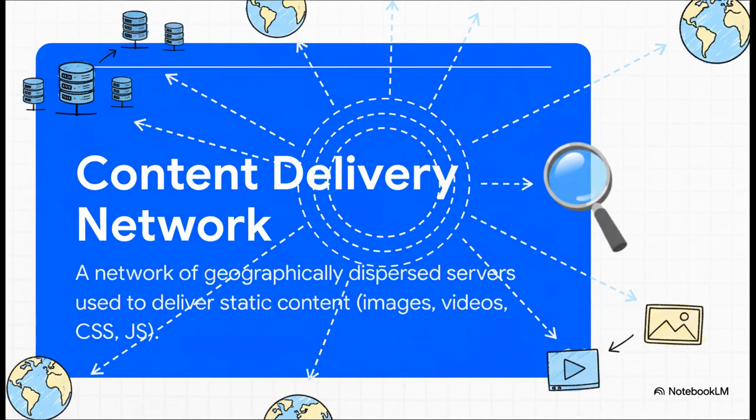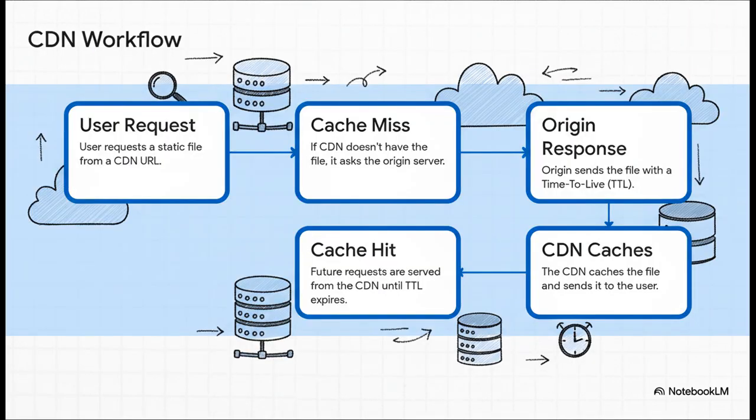All right, so to get even faster, we can offload all our static stuff. Images, CSS files, videos, all the stuff that doesn't really change that often. And that is exactly where a CDN, or Content Delivery Network, comes into play. It's basically a global network of servers that acts as a warehouse for your files. And the way this works is super efficient.